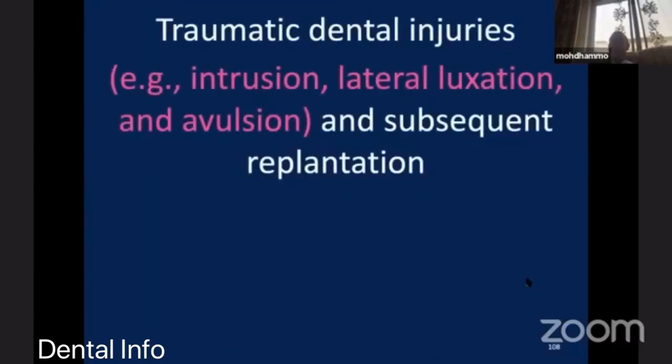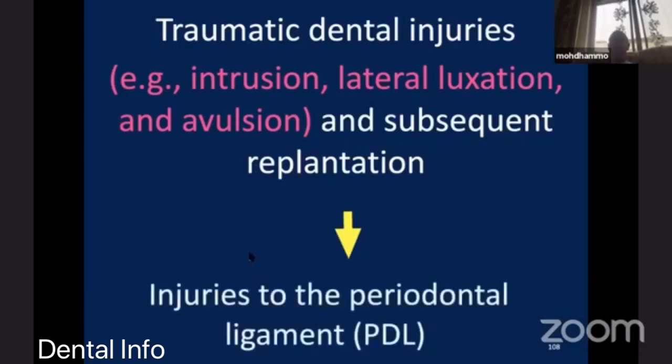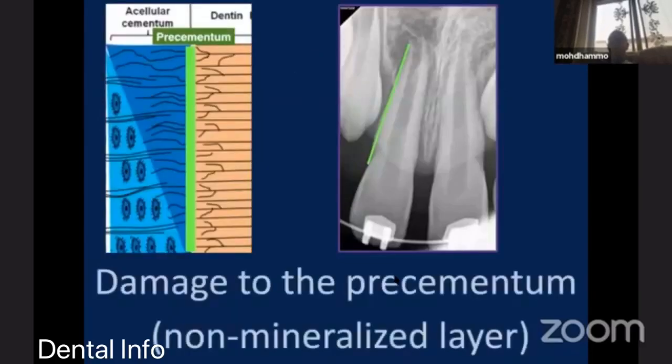What is happening when we have a trauma? Traumatic dental injury, luxation or avulsion, and we take this tooth and make replantation if it is avulsed. What will happen now? It will cause injury to the periodontal ligament. And this injury will affect the protective layer which we mentioned previously, which is the pre-cementum. Now, the tooth here, the outer surface, is covered by pre-cementum. And this pre-cementum, which is a non-mineralized layer, will protect the dentin.